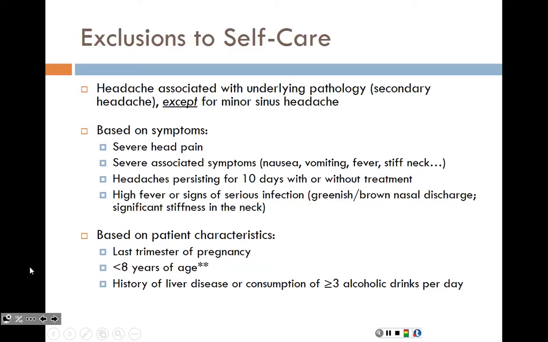And then history of liver disease has to do with one of the products that we use, and so that's why that's an exclusion.